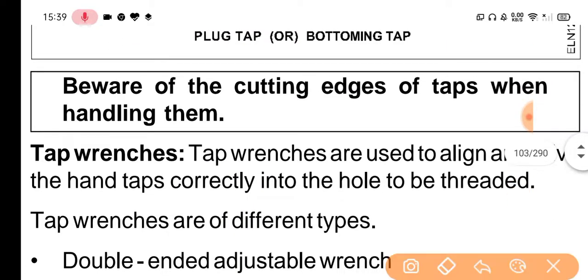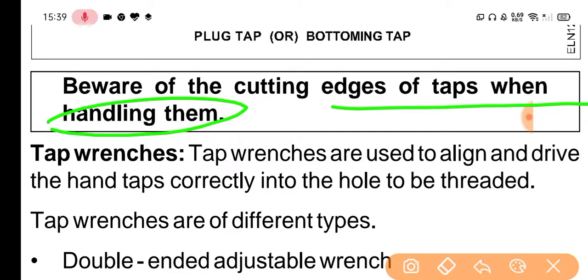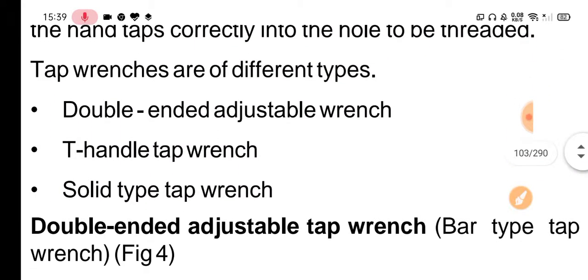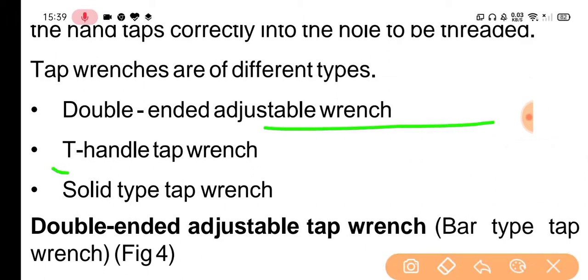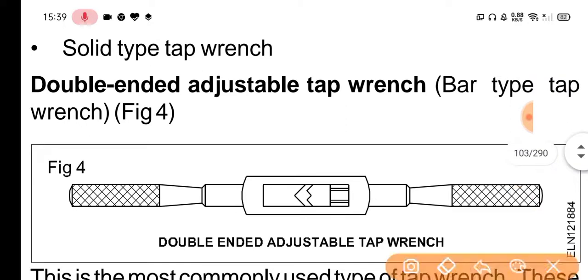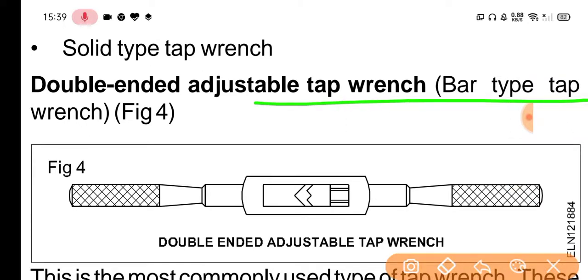Beware of the cutting edge of the tap when handling them. Tap wrenches are used for holding and driving the hand taps correctly into the hole to cut the thread. Tap wrenches are of different types: double-ended adjustable tap wrench, T-handle tap wrench, solid type tap wrench, and bar type tap wrench.